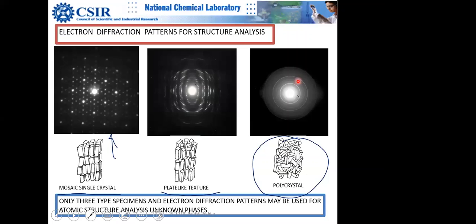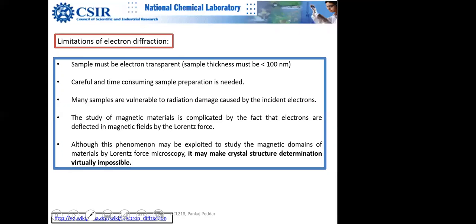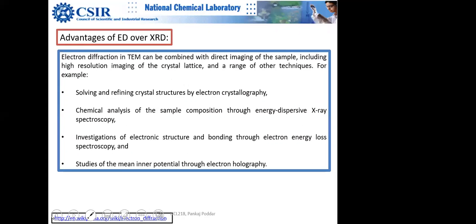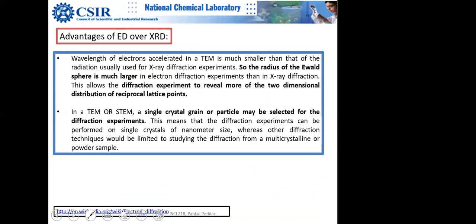So what will be the electron diffraction pattern for an amorphous sample? Just think about it and let me know. There are advantages and disadvantages of every technique. Any question?